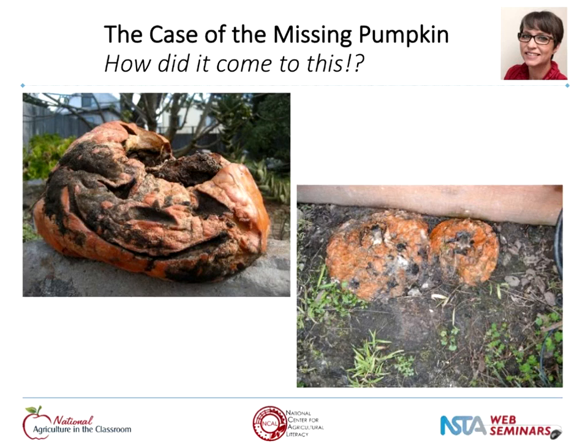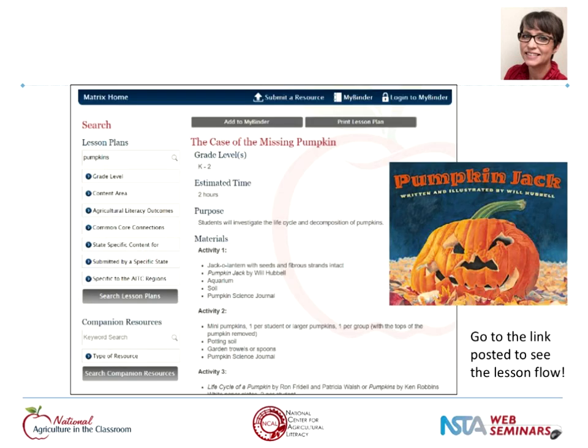And so talking to your students about how many of them have carved jack-o'-lanterns, and then what do they do with the pumpkins when they're finished, and connecting them back to agriculture. So talking about why do we grow pumpkins, what are they used for, and then what happens to them. So as we're looking at the science of the pumpkins, we can go on to the lesson, the case of the missing pumpkin.